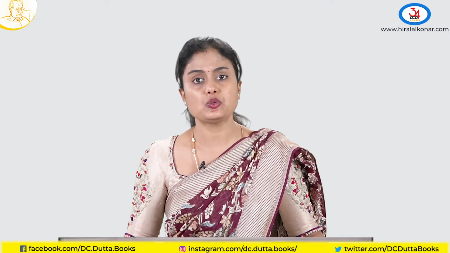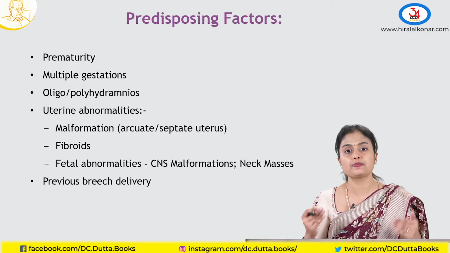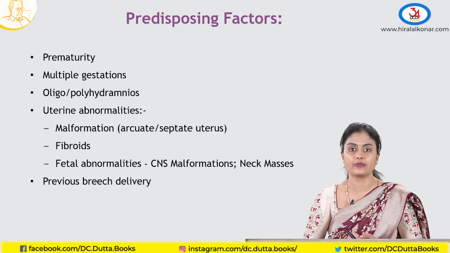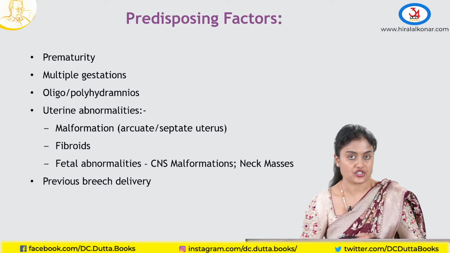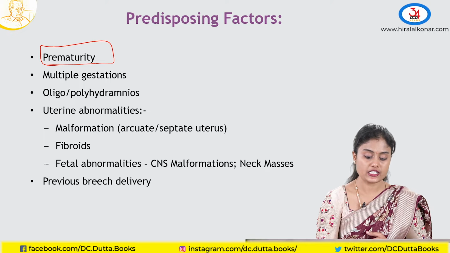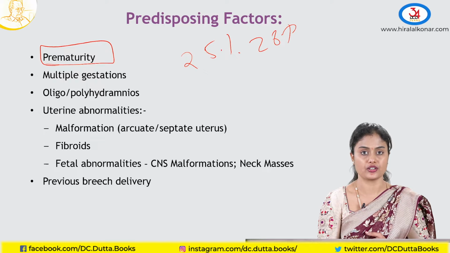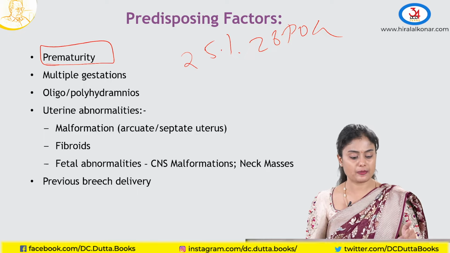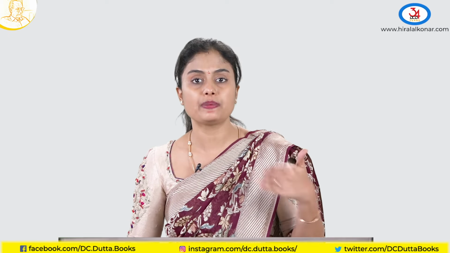What are the predisposing factors? Why should someone present with breech presentation? If 96% of the population presents with cephalic presentation, why do only a few patients present with breech? The most common is prematurity. As we already said, the incidence is almost 25% at 28 weeks of gestation. So, in preterm delivery, the most common malpresentation will be breech.